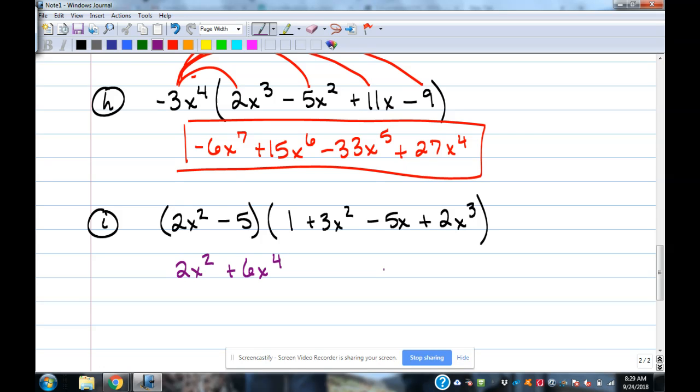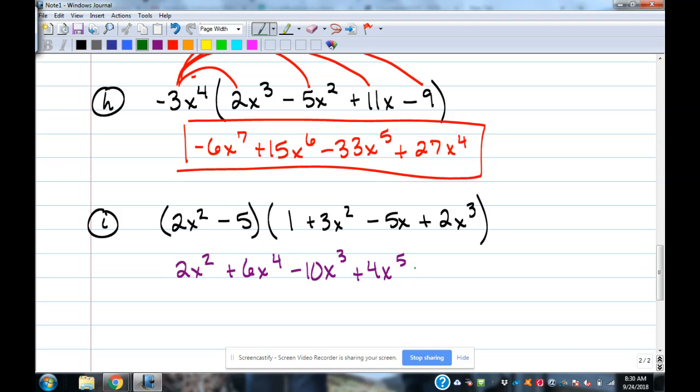2x squared times a negative 5x would be negative 10 x to the 3rd. And 2x squared times 2x to the 3rd, 4x to the 5th. So that's the 2x squared times everything. Now, take the minus 5 times everything. I'm just going to do it in a different color so you can tell.